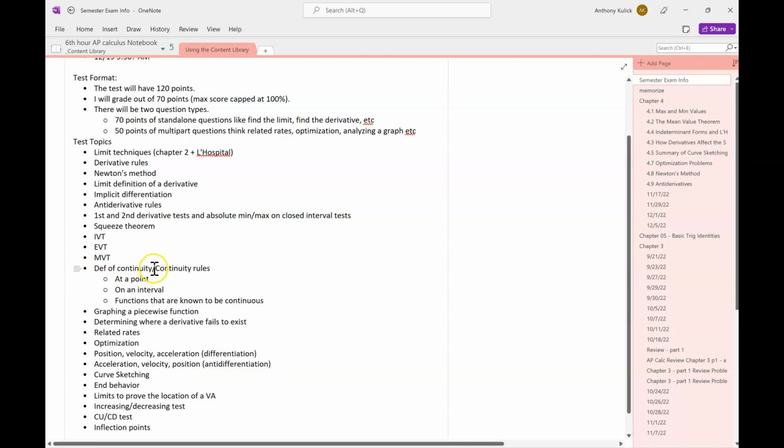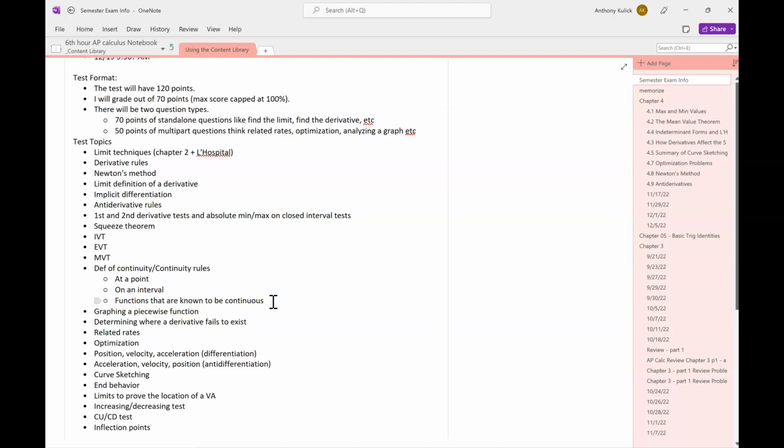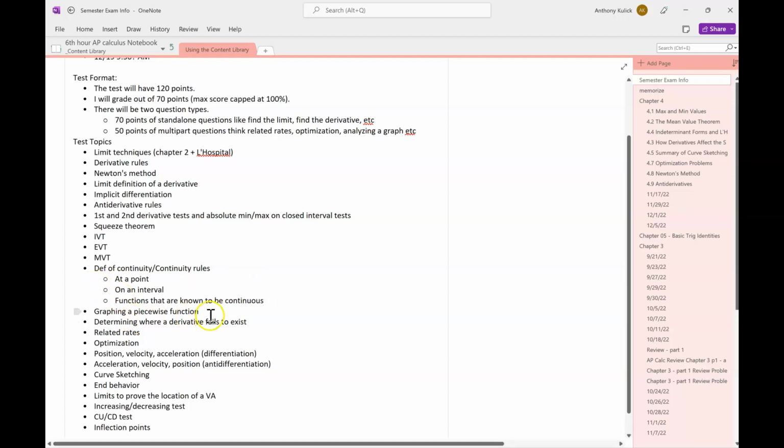You should know your definition of continuity and your continuity rules. So the definition of continuity at a point, on an interval, and then you should know your functions that are known to be continuous, like polynomials and trigs and exponentials and that kind of stuff. You should be able to graph a piecewise function. That was like a chapter 2 idea that we did a fair bit in. Chapter 2, we had piecewise stuff pop up.